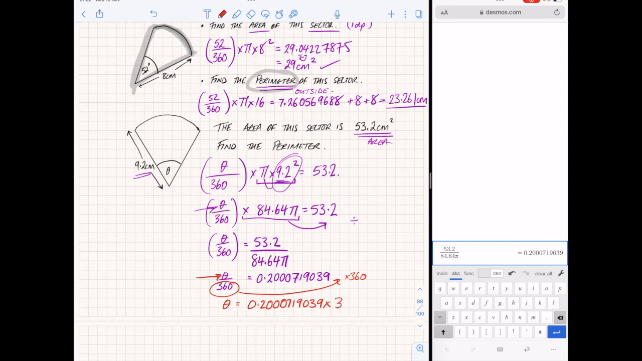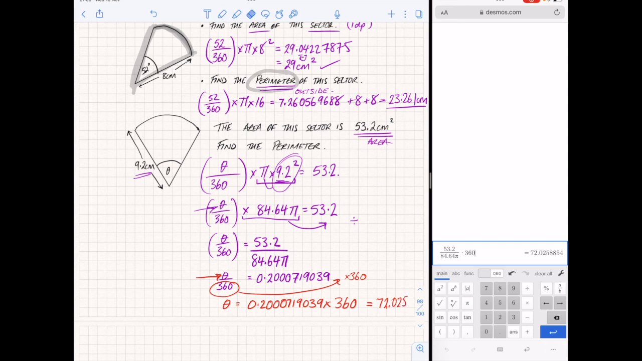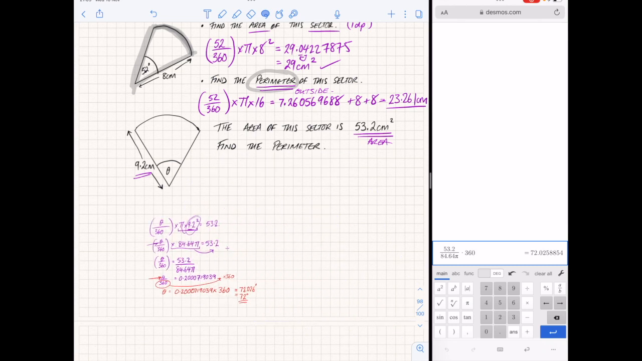So you then say your angle is equal to 0.2000719039 times by 360. And if you do that, I'm going to keep that on my calculator because I've already worked that out, and then I'm going to put times by 360, and that gives me an answer of 72.025. Let's round it to the third decimal place, degrees. And this might ask you to give your answer to the nearest degree, so therefore we're saying that becomes 72 degrees.